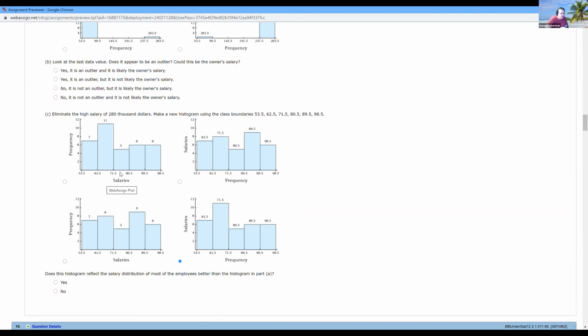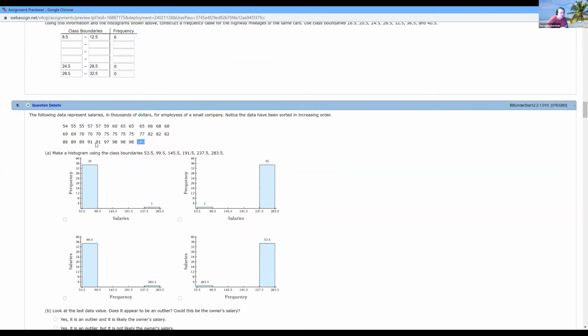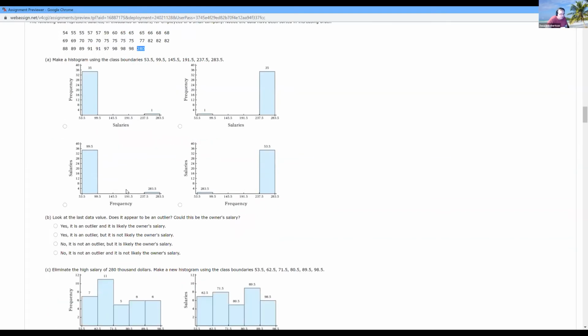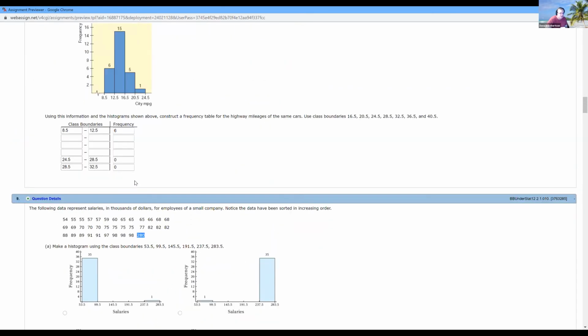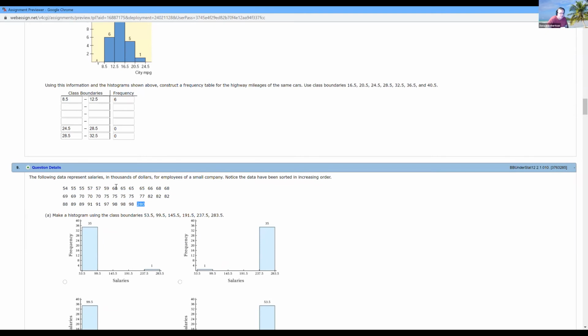So 62.5 to 71.5. You scan through here and you count all the people from 62.5 to 71.5. Okay. So 62.5 starts here, right? And 71.5 finishes here. So if I count all of them, I bet you it adds up to 11, so it's this one. And that would be my answer.